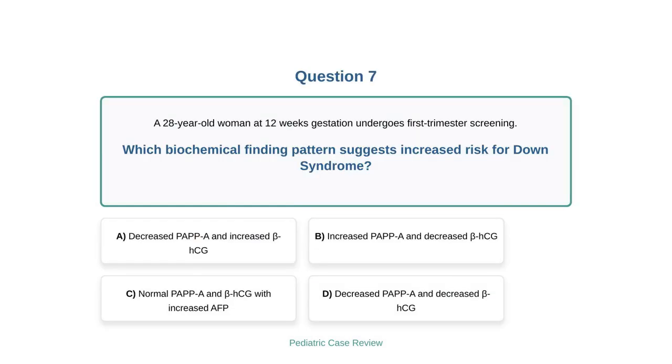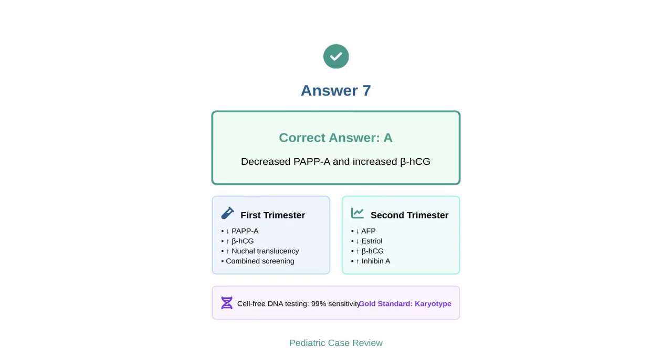A 28-year-old woman at 12 weeks gestation undergoes first trimester screening. Which biochemical finding pattern suggests increased risk for Down syndrome? Option A, decreased PAPP-A and increased beta-HCG. Option B, increased PAPP-A and decreased beta-HCG. Option C, normal PAPP-A and beta-HCG with increased AFP. Option D, decreased PAPP-A and decreased beta-HCG. The correct answer is A.